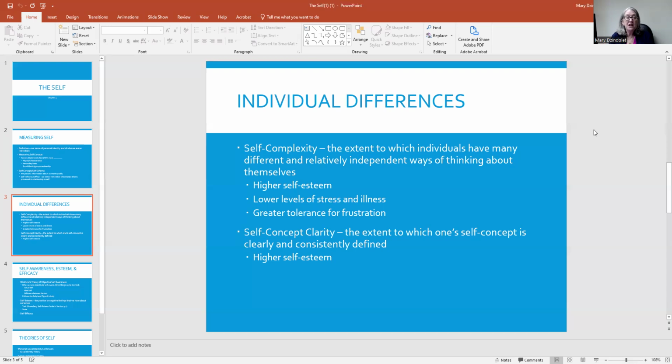In a very short period of time, we will probably ascertain that she's got very low self-complexity. She's got one version of herself, ice skater Nancy, and that's all there is. Does that make sense? Now, Nancy is likely to have lower self-esteem, higher levels of stress and illness, and a harder time tolerating frustration, because anytime her ability to ice skate is threatened in any way, that's it. That's all she has. Does that kind of make sense?